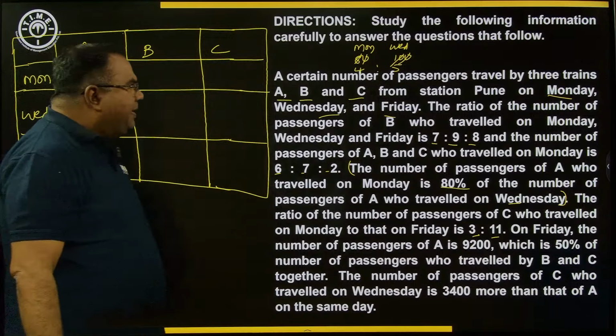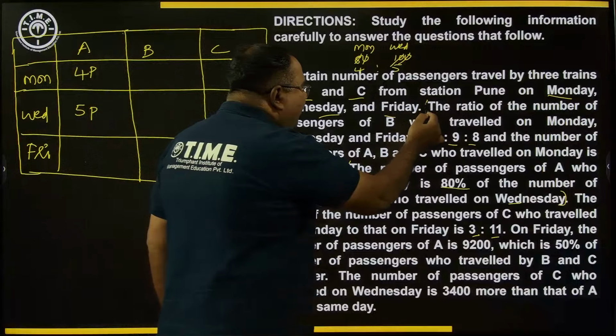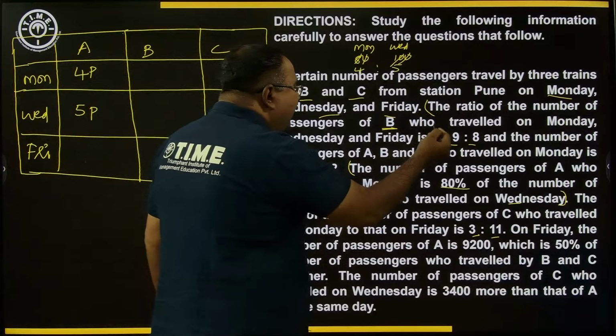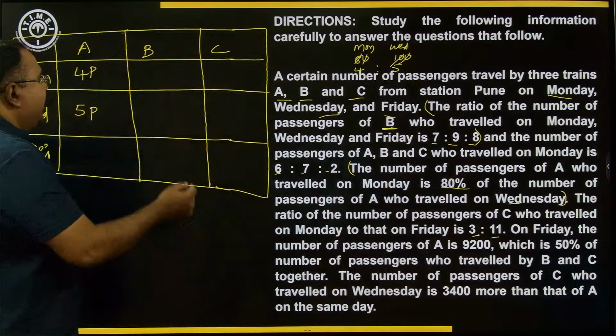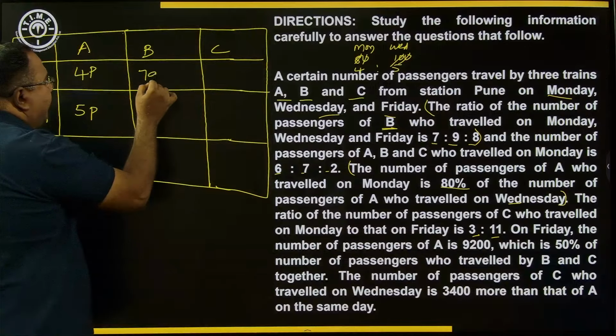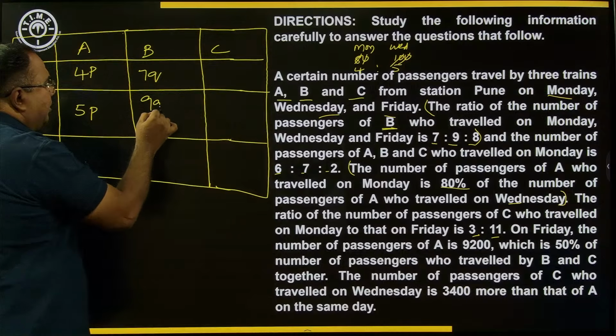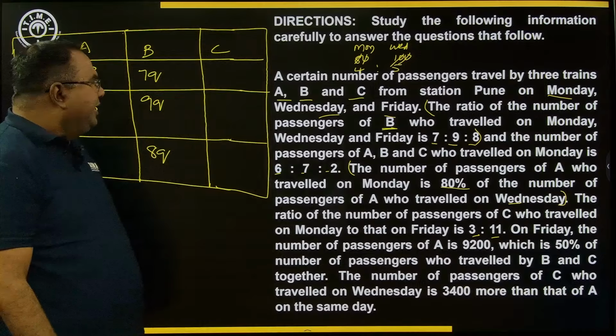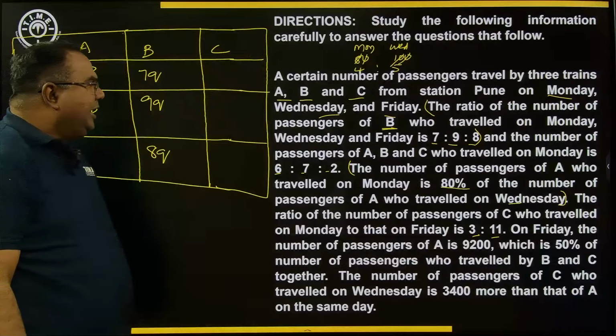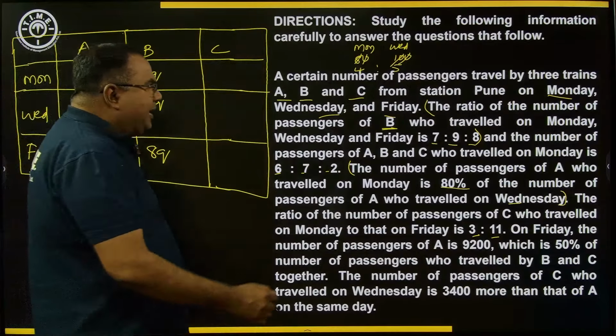Okay, let me take B here. The ratio of number of passengers who traveled on B on Monday, Wednesday, Friday is 7:9:8. So 7Q, 9Q, 8Q. These are 2 different ratios, so we are taking 2 different variables. 7:9:8, 7Q, 9Q, and 8Q. Right? So we'll come back to this point later.